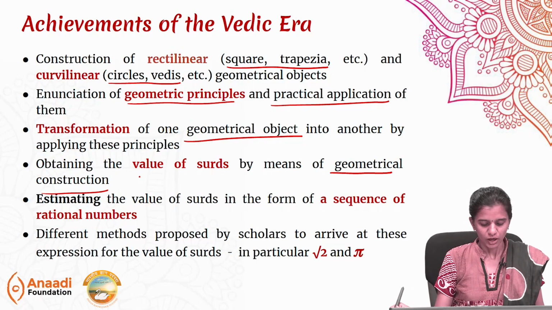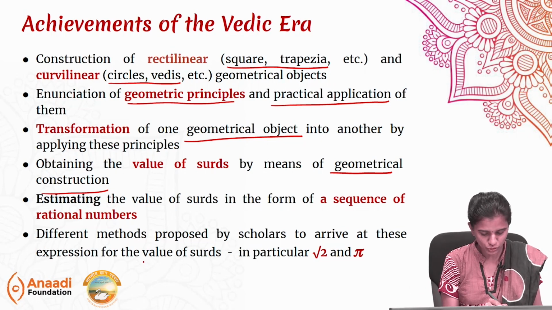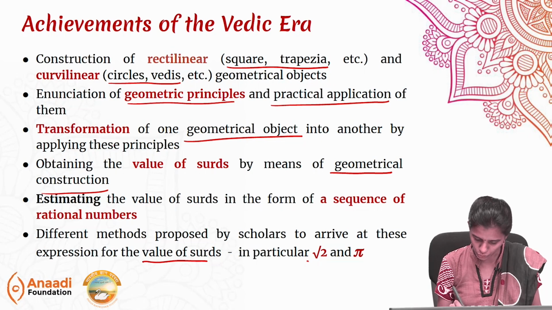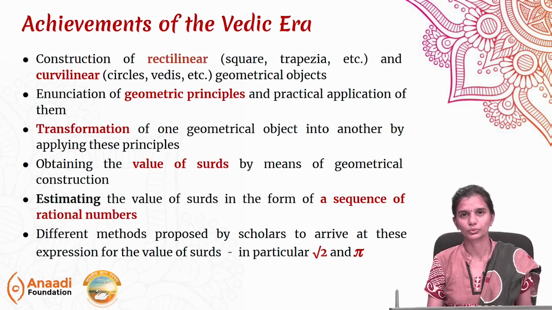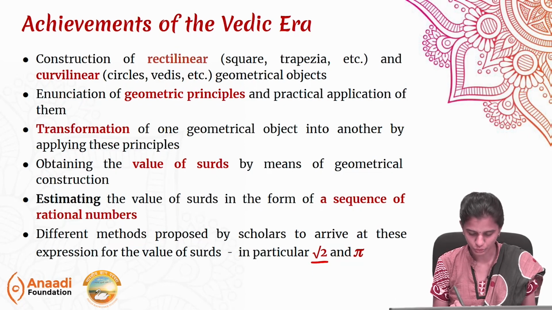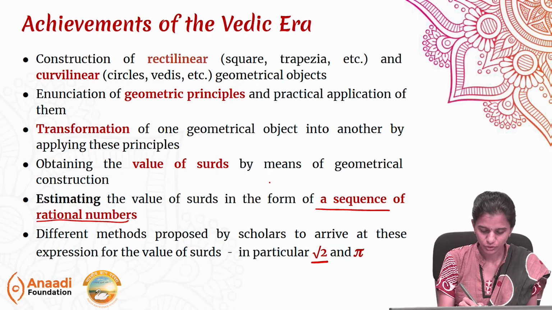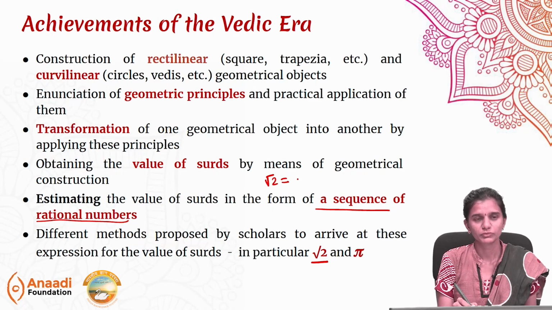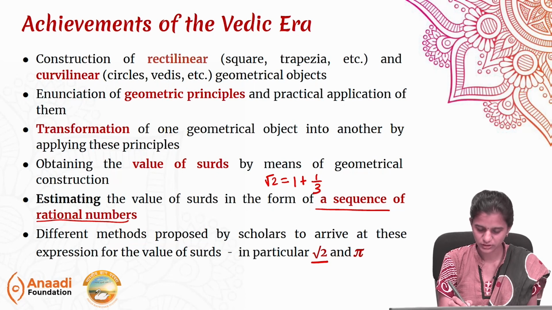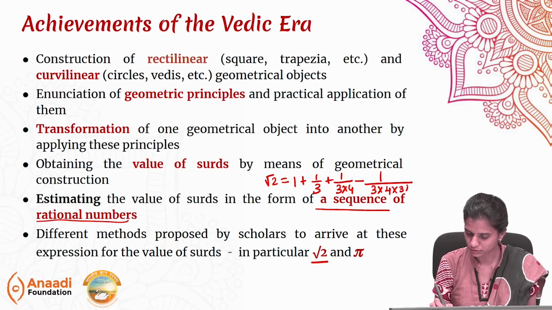Different methods were proposed by scholars to arrive at these expressions for the values of the surds, in particular √2 and pi. Now let me show you. Bodhayana gave the value of √2 as a sequence of rational numbers. So he gave √2 is equal to 1 plus 1 by 3 plus 1 by 3 into 4 minus 1 divided by 3 into 4 into 34.